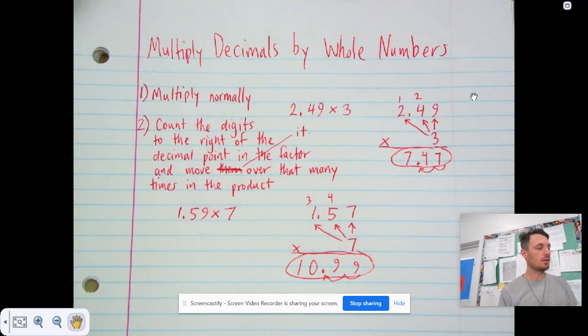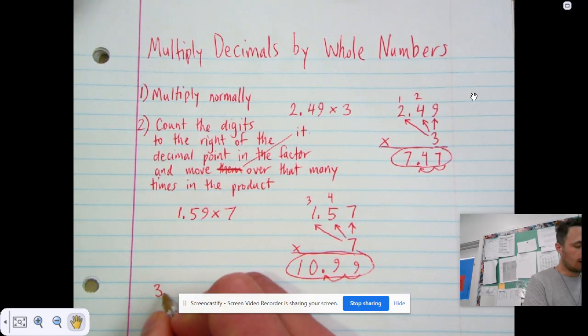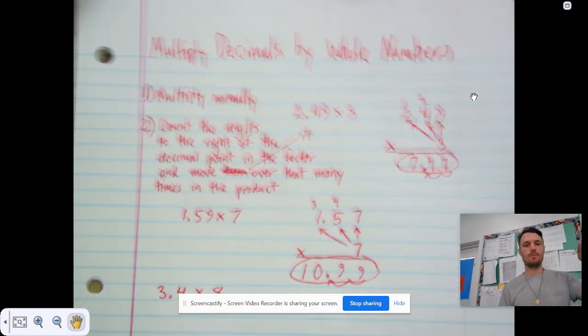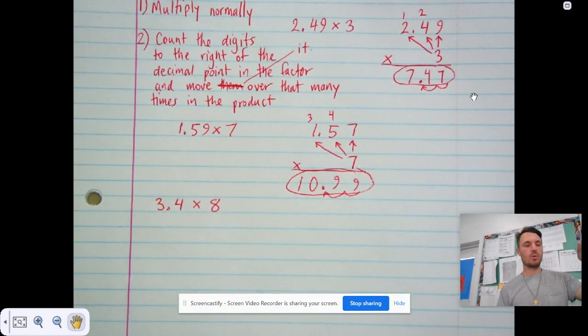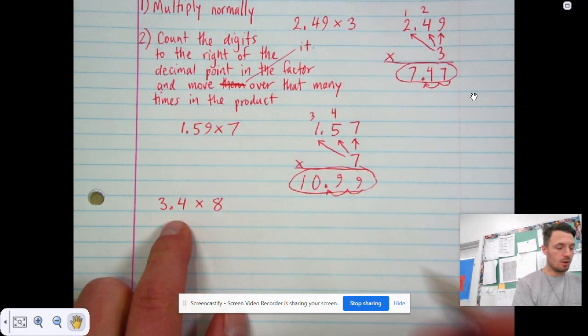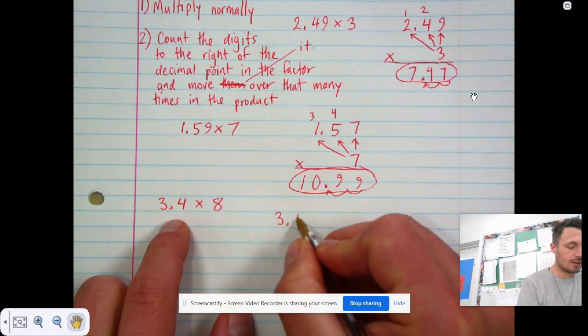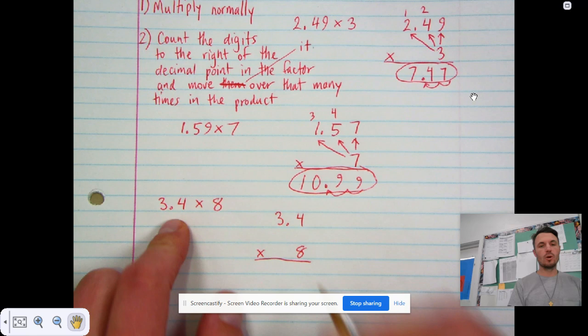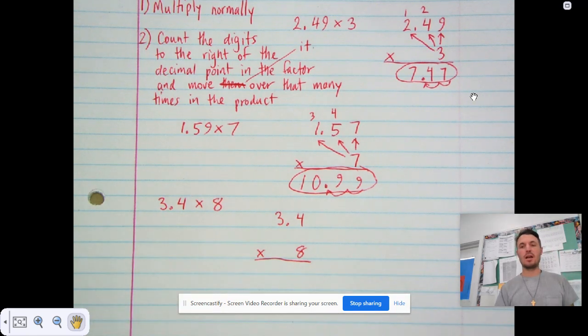Okay, let's do another example. Let's do 3 and 4 tenths times 8. 3 and 4 tenths times 8. First thing we do is we multiply normally, and we just pretend like we're multiplying 34 times 8. We ignore the decimal point until it comes time to put it in the right place in the product.